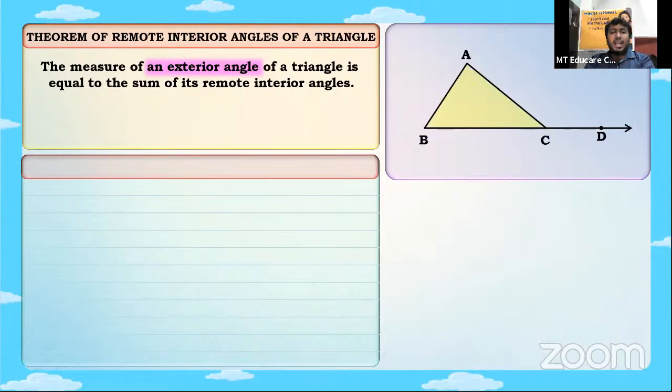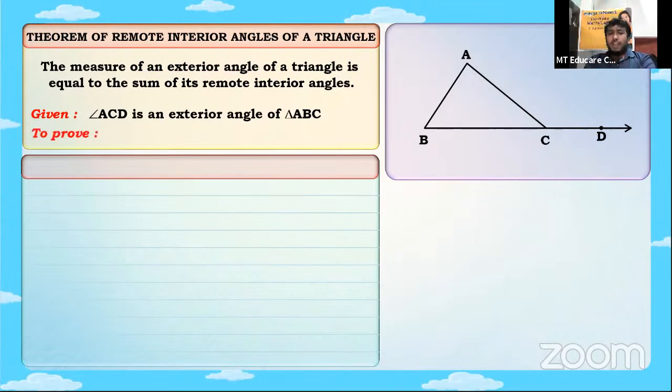And I have to prove the measure of an exterior angle. The name of the exterior angle is ACD. ACD is an exterior angle for which triangle, students? Yes, for triangle ABC. So I will write angle ACD is an exterior angle for triangle ABC. And we have to prove that the measure of the exterior angle ACD is equal to the sum of its two remote interior angles.